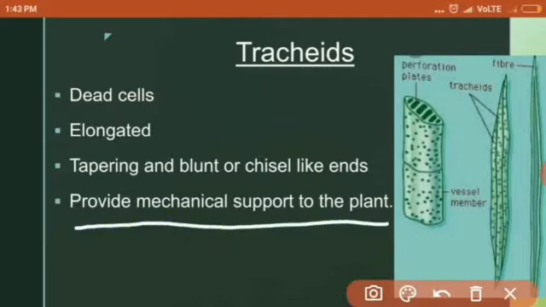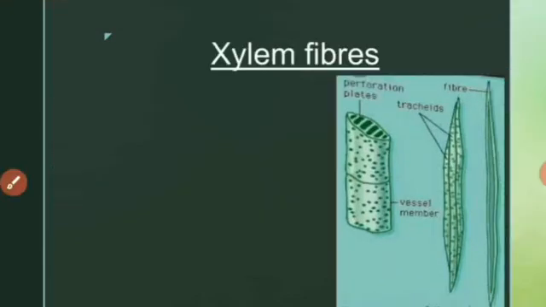That does not mean it does not transport water and minerals. It also transports water and minerals from roots to the leaves, but the efficiency of transport is more in xylem vessels as compared to tracheids. Understood? So now next we will see xylem fibers.